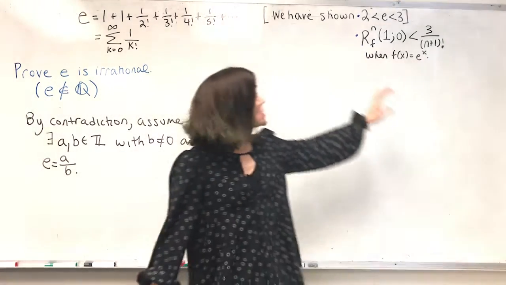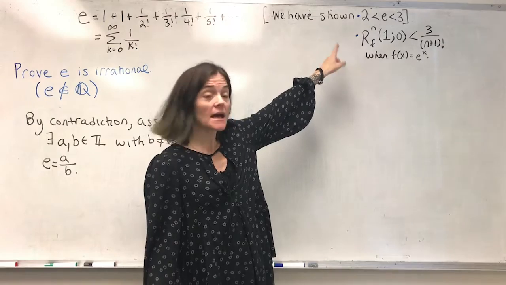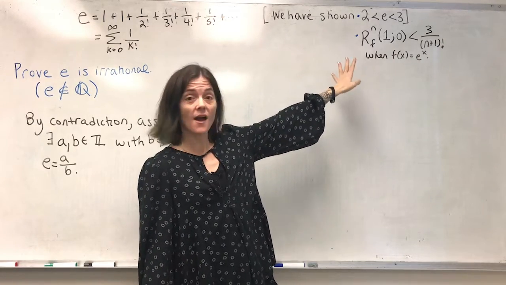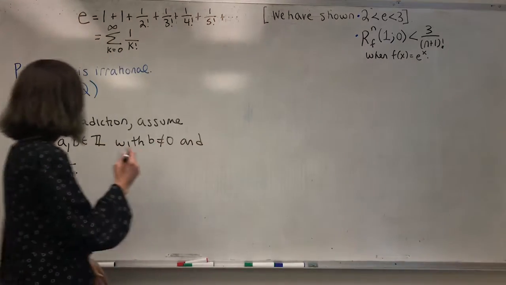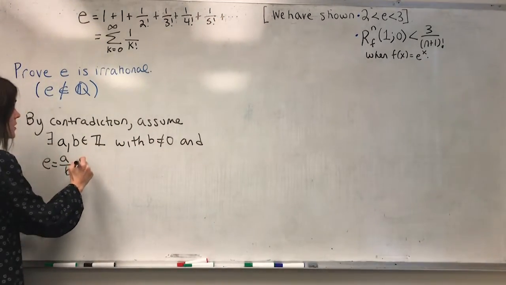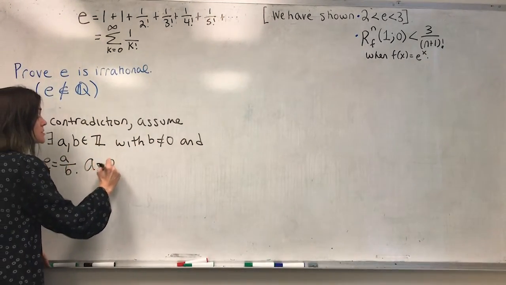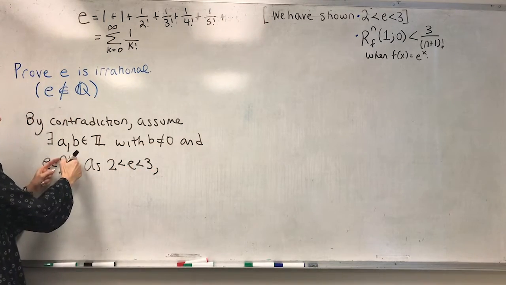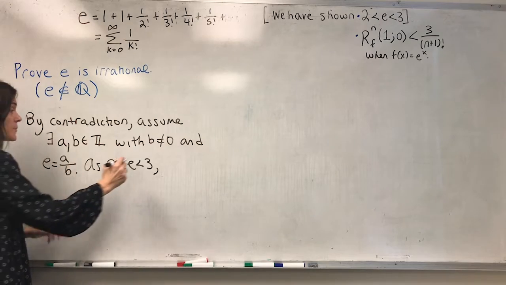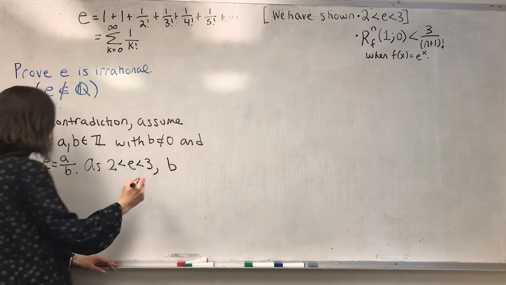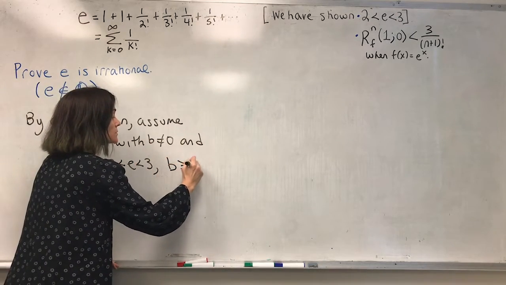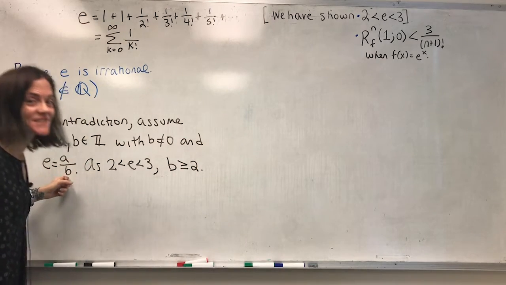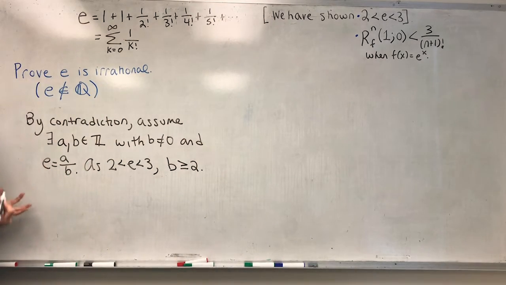Well, I'm going to use this here already. Because e is strictly between 2 and 3, e is not an integer. And e is positive. So in particular, as 2 is less than e less than 3, we can have both of these positive, but I will say that b is going to be greater than or equal to 2. Because if it was 1, e would be an integer, right? So b is greater than or equal to 2.